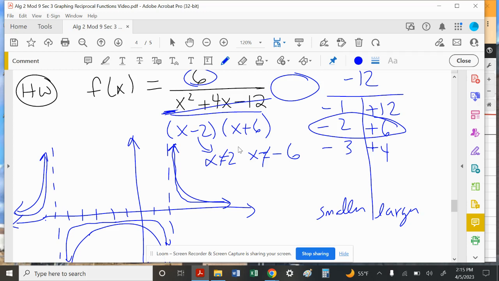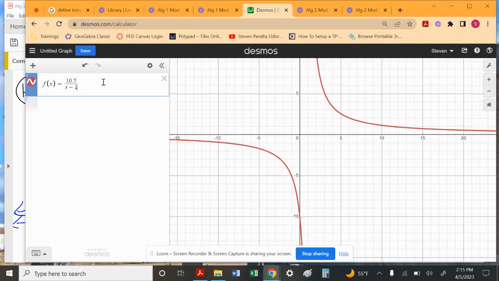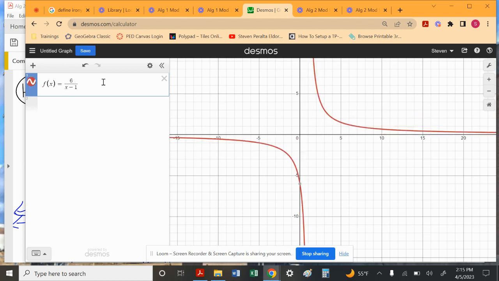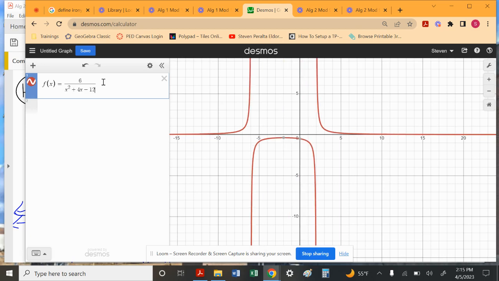And so let's predict that. Let's see if that's what it looks like. 6 over x squared plus 4x minus 12. So 6 over x squared plus 4x minus 12. And notice here at negative 6, there's an asymptote. At positive 2, there's an asymptote, just like we showed. And notice this tightness here.